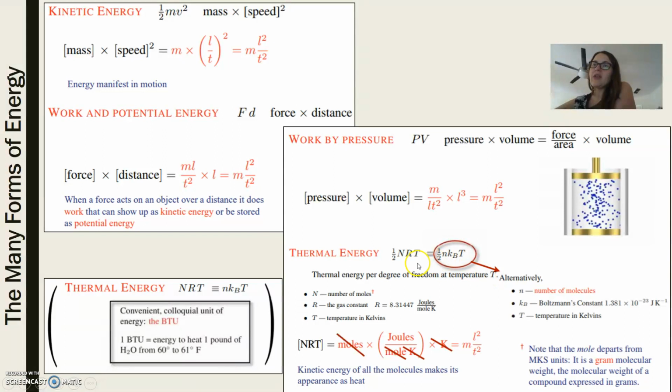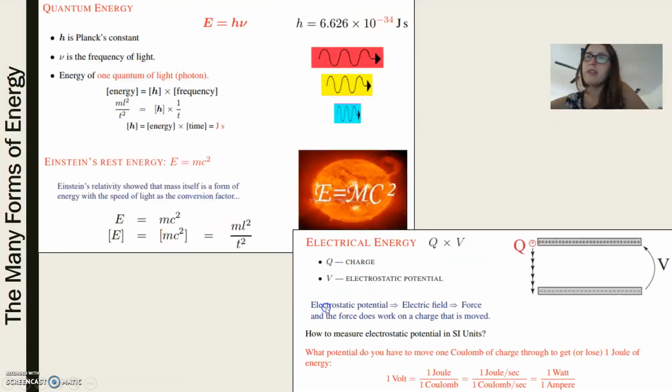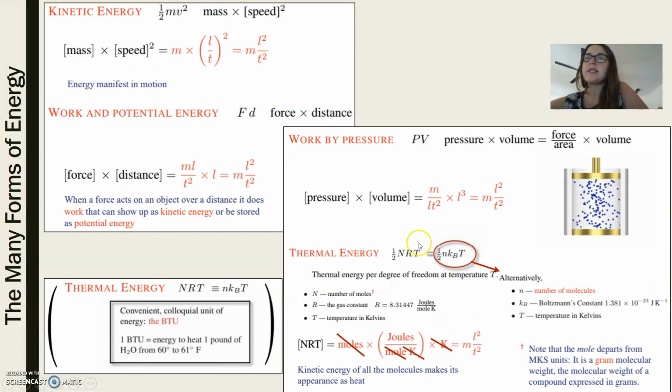If we look at thermal energy, we get at this idea of 1/2 times the number of moles. So hopefully you're familiar with that. That's just kind of like a dozen, but in chemistry we're dealing with much smaller things than eggs, and so we have to have a much larger number. So that would be 6.022 times 10 to the 23rd, typically of molecules, since that's what we're talking about with thermal energy. The gas constant R, and then temperature in Kelvin.